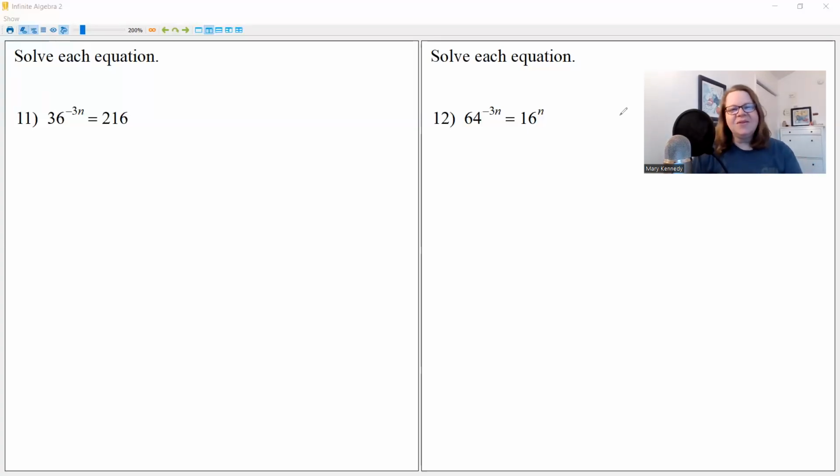Hey guys, let's take a look at a couple of log equations where we need to rewrite these numbers as smaller numbers so that we can solve, so we can figure out what the variables actually equal. So we're going to look at these two. Let's start with the first one, 36 to the negative 3n equals 216.